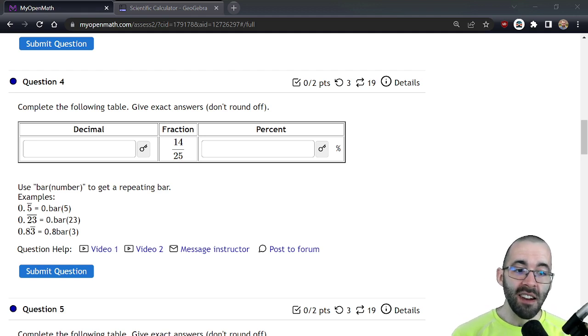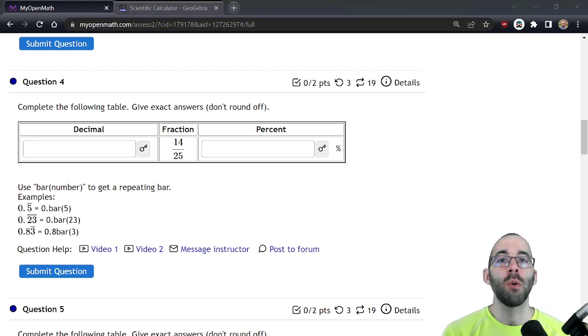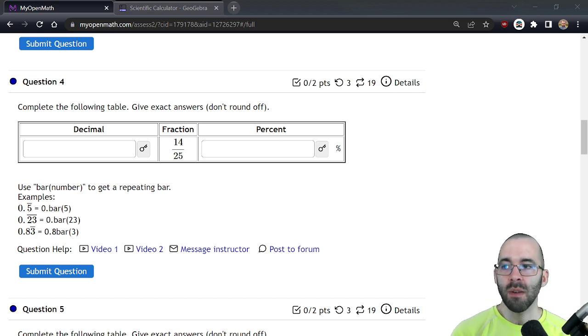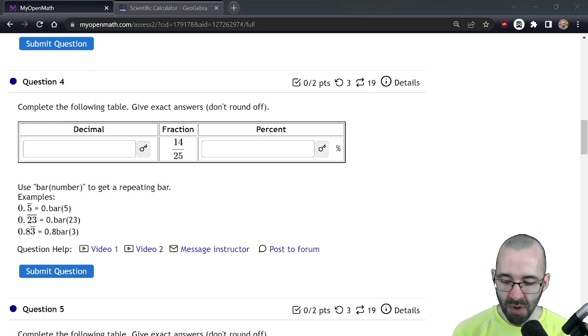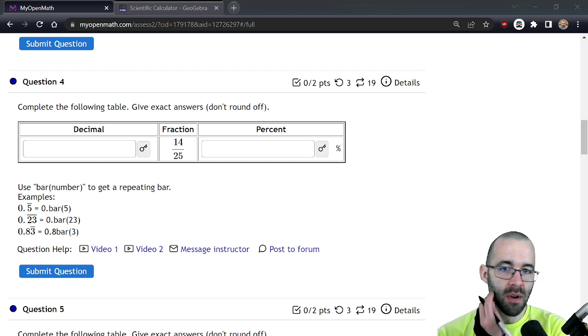This 96 assignment is really useful for statistics, okay? We're going to be doing things with margin of error, probabilities, and converting stuff from a fraction to a percent and vice versa. Going to be super useful here. So let's start with number 4.